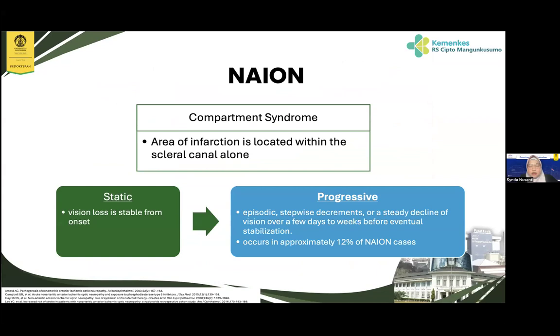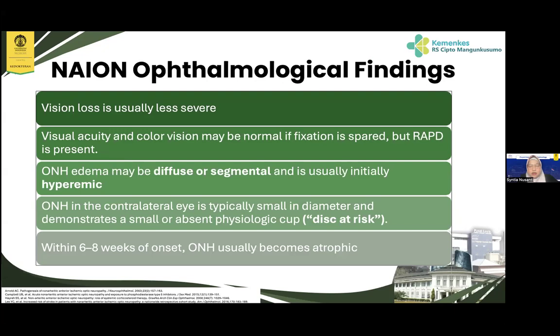NAION is thought to be a compartment syndrome, where the infarction occurs within the scleral canal alone. Most cases are static, with vision loss stable from onset, but some will be progressive, with episodic decrements of the visual acuity. It occurs in approximately 12% of NAION cases. From the ophthalmological status, vision loss is usually less severe, but you will find the visual field defect.